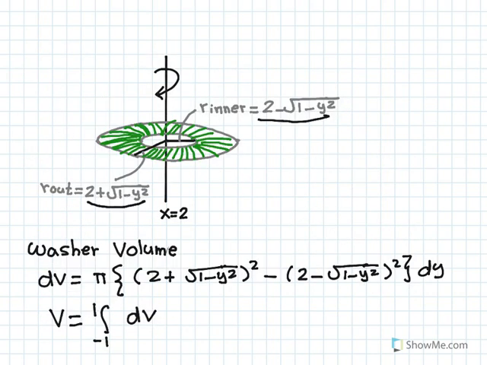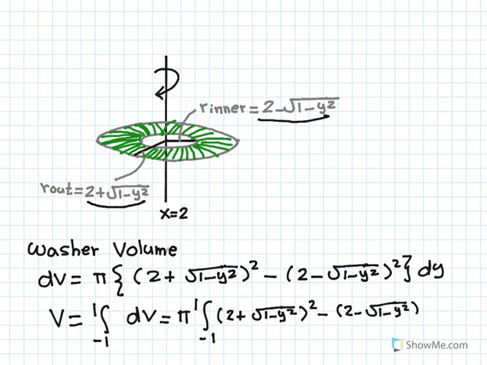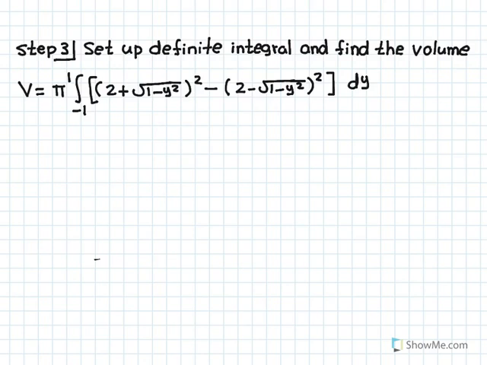All right. So the volume is going to be, let's write this down, pi times the integral from negative 1 to 1 of the outer radius squared, that's 2 plus root of 1 minus y squared, all squared, minus the inner radius squared, that's 2 minus root of 1 minus y squared, all squared, and let's enclose the brackets here. Integrate with respect to y from y equals negative 1 to y equals 1. So that's the definite integral. We're now going to solve this definite integral.